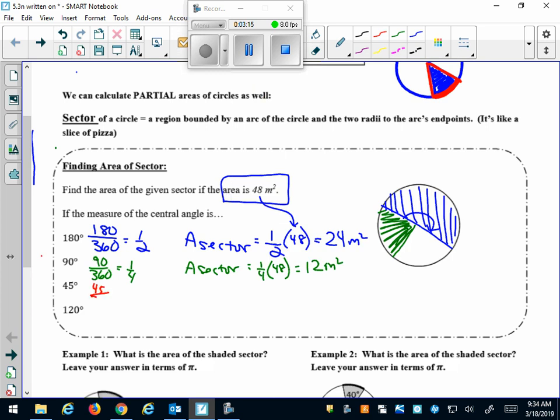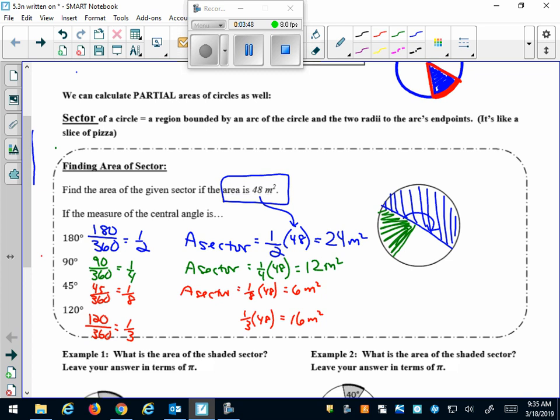Again, we probably don't need to write all these out again because they're exactly the same as we did before. But the area of this sector would be 1/8, so 6. And then remember, 120 out of 360 is 1/3. So 1/3 of 48 is 16. Now, all of these fractions came out really nicely reduced and pretty.